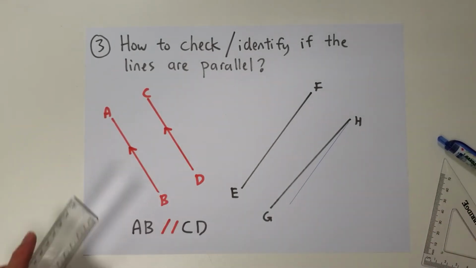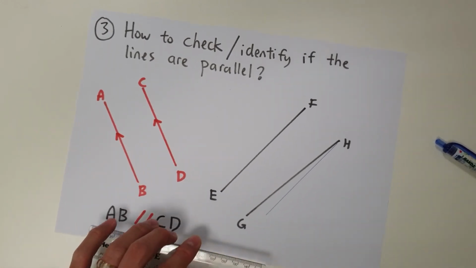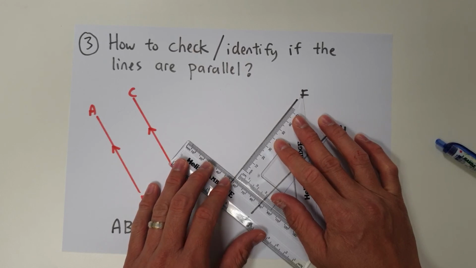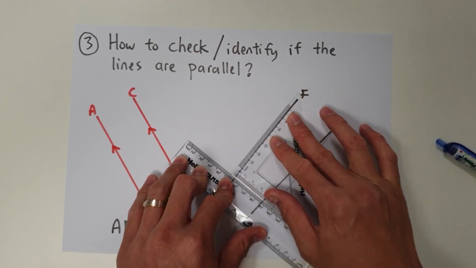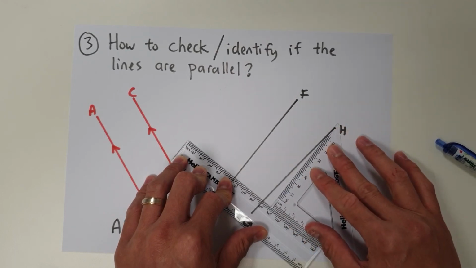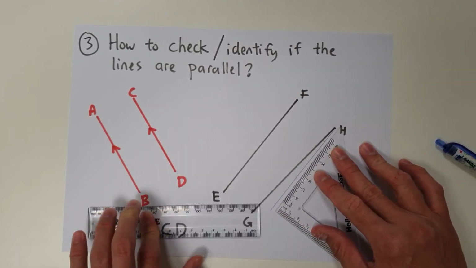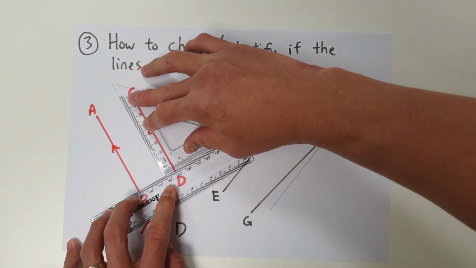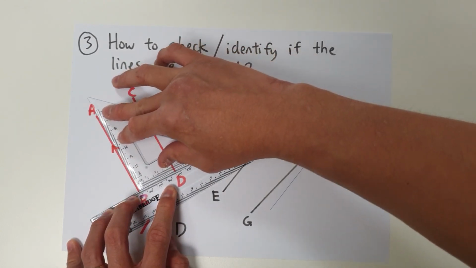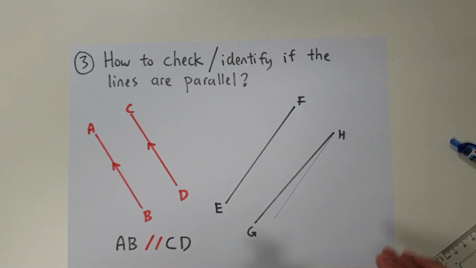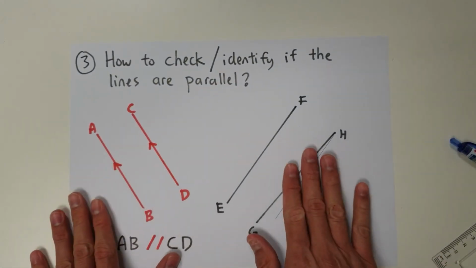So that's how you check and identify if lines are parallel. Use the set square, align your ruler and a set square, slide it down, and see if the lines are meeting each other. AB, CD, they meet each other perfectly and aligned. Therefore, these lines are parallel and these are not.